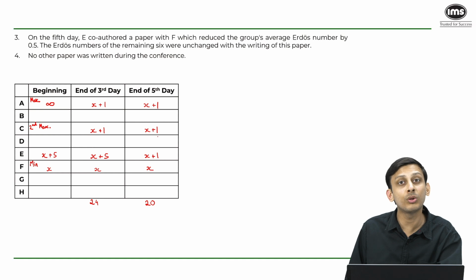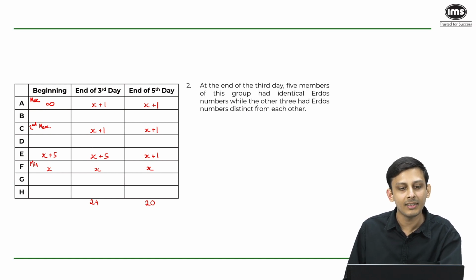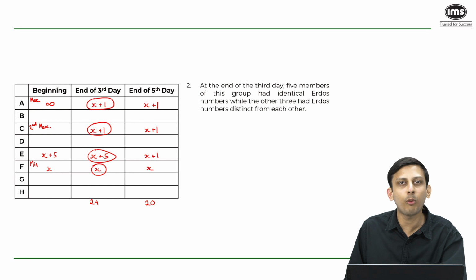Now we have to come back to that point about the third day. So if you look at this point again, at the end of the third day, 5 members of this group had identical Erdos numbers, while the other 3 had Erdos numbers distinct from each other. Now we will have to explore this. So what do we have so far for the situation at the end of the third day? We have that 2 people have x plus 1, 1 person has x plus 5, 1 person has x. Now we will get different possibilities.